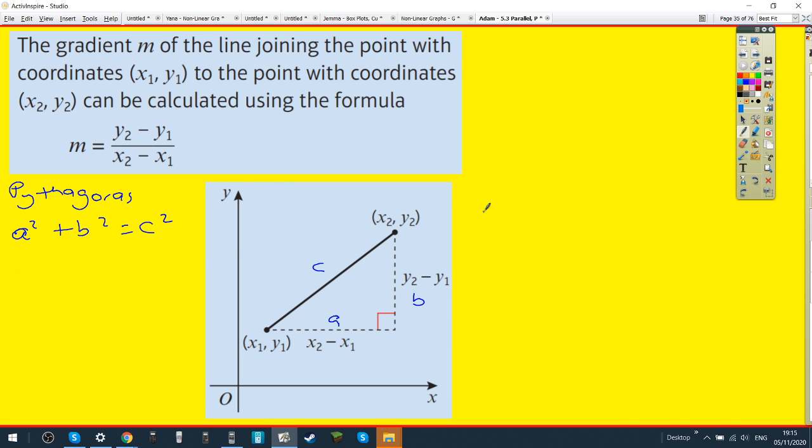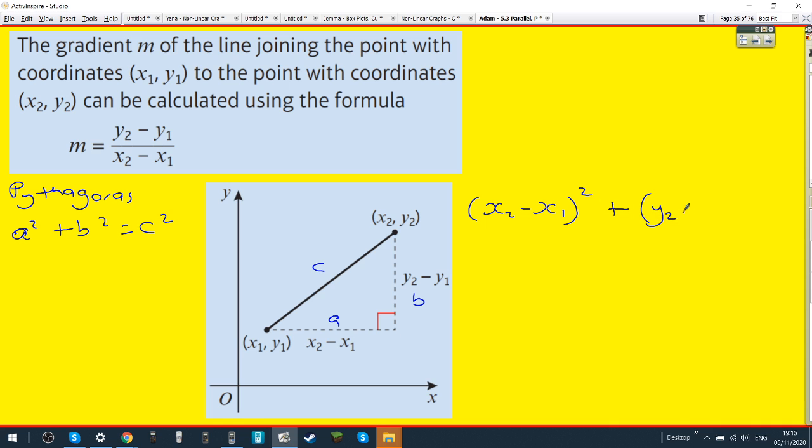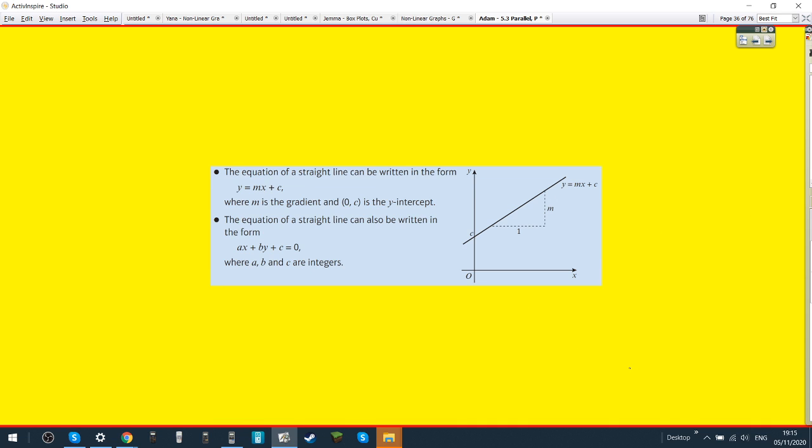A is, what is A? x2 take away x1. So that's squared. And then it's y2 take away y1. That's squared. And so the length would be the square root. And so it ends up looking quite fancy, but it's just a triangle.